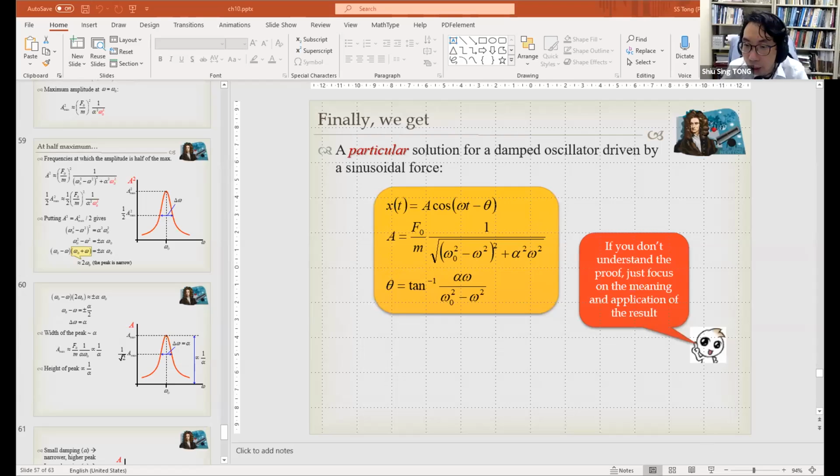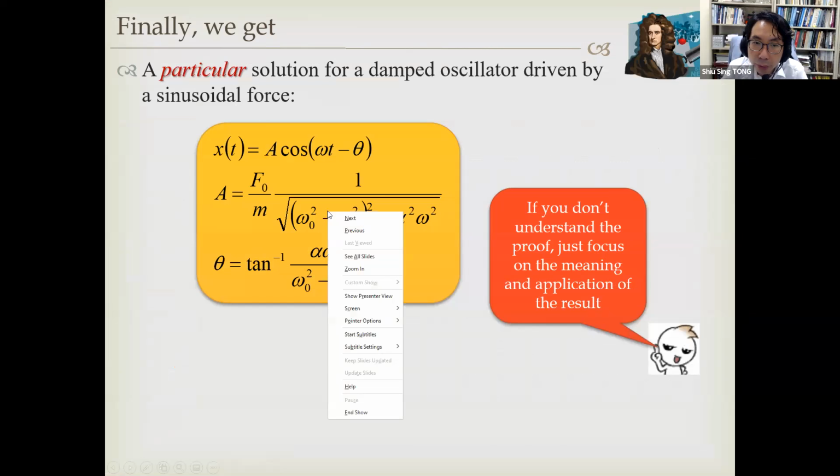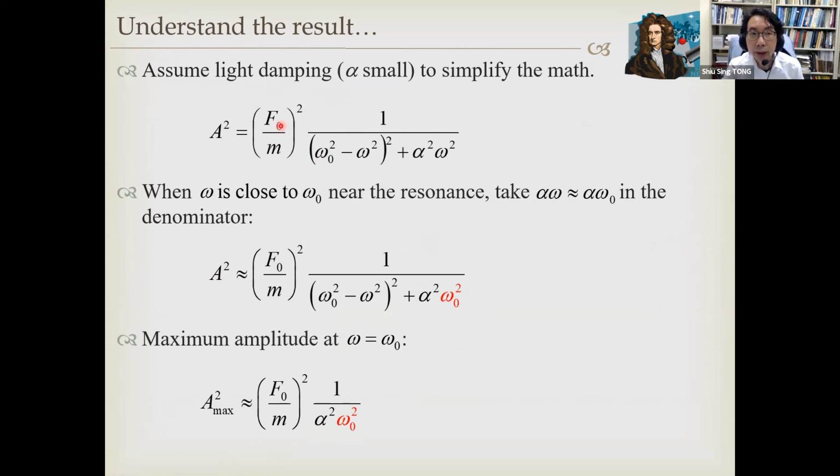Now we have a solution, a complicated solution. But it may be more instructive if we look at this solution carefully, especially when we are getting close to the resonance. Now this is the square of the amplitude for a forced oscillator.